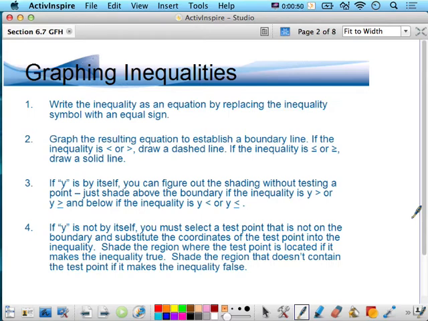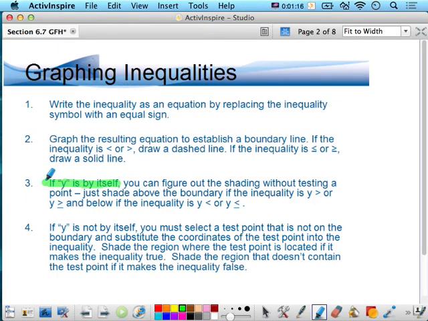Then, if the y variable is by itself, already isolated, you can figure out the shading without testing a point. You simply shade above the boundary line if the inequality is greater than or equal to, and below if it's y less than or equal to. But it's important to note at this point that that only works if y is by itself.